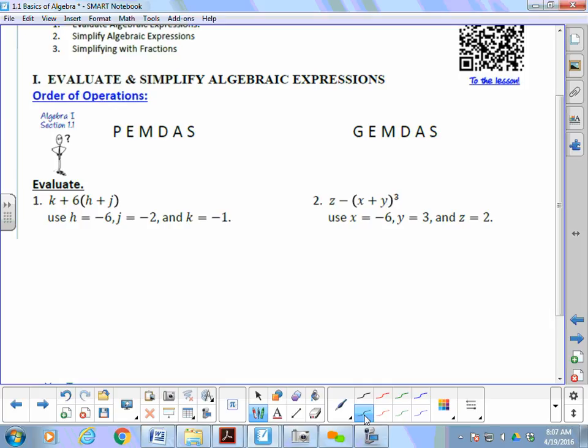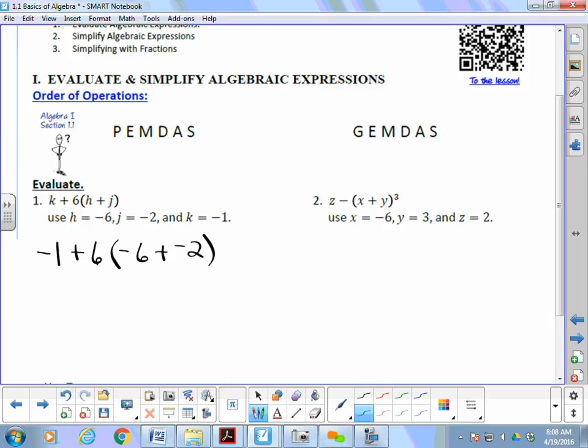So k is negative 1 plus 6 times negative 6 plus negative 2. Right. So since parentheses are first, we need to do what's inside the parentheses ahead of time. So let me say this: when we get to the test on this stuff, there's probably going to be a no calculator part again. All right? To freak you out now. All right? Let you know that ahead of time.